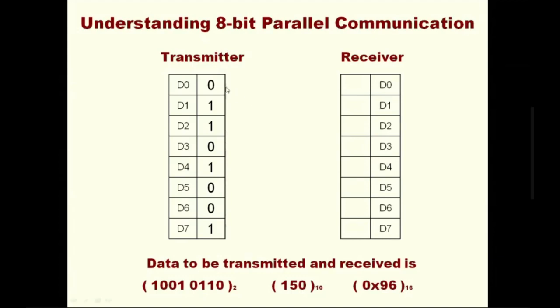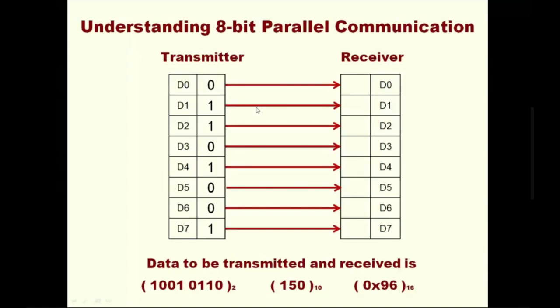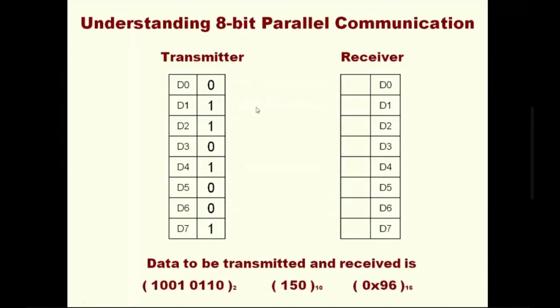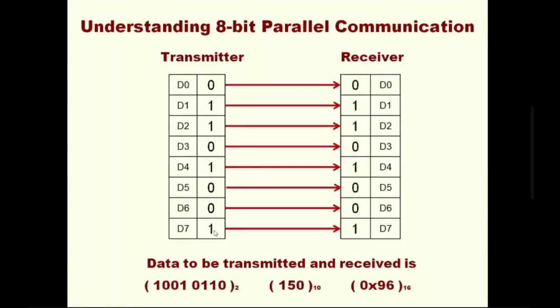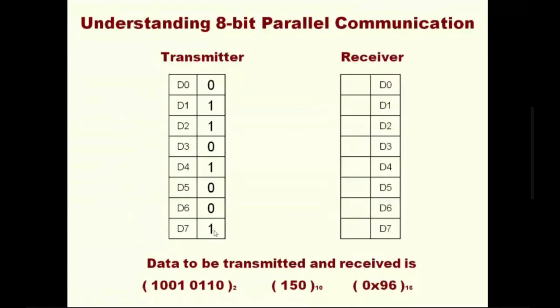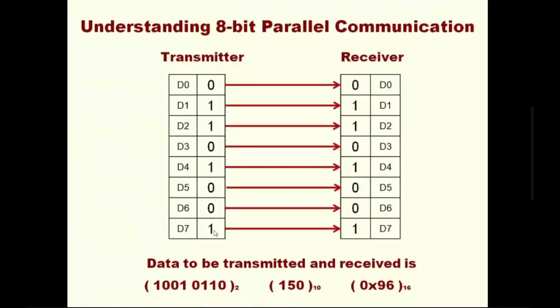We need to connect the D0 pin of the transmitter to the D0 pin of the receiver, D1 pin of the transmitter to D1 pin of the receiver, D2 to D2, D3 to D3, similarly up to D7 to D7. So it is connected like this. The 8 pins of the transmitter are connected to the 8 pins of the receiver. So 96 is being transmitted and 96 is being received parallelly, as we see here. So this is parallel communication, as we all know very well.